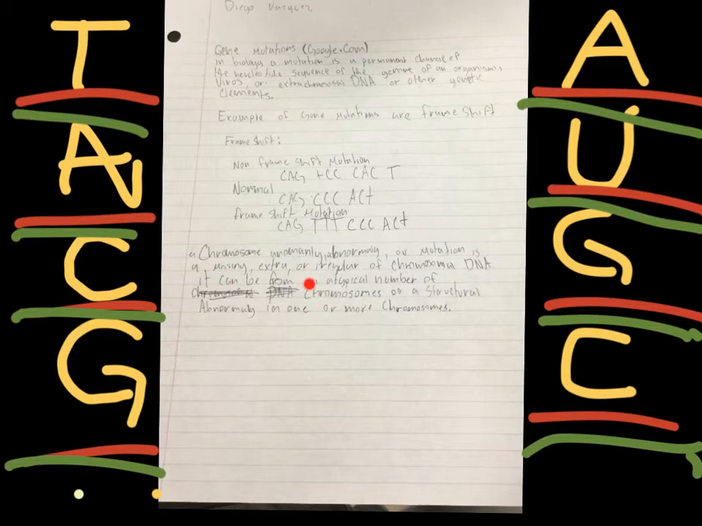A chromosome abnormality is a mutation, or a missing or extra regular chromosome of DNA. It can be from a atypical number of chromosomes or structural abnormality in one or more chromosomes.